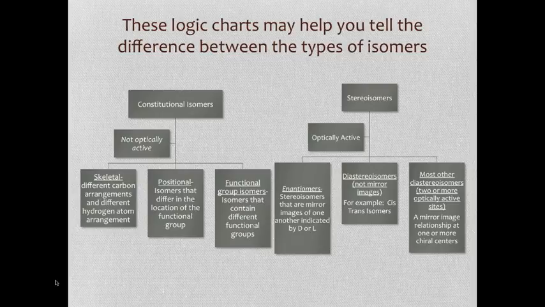Stereoisomers are optically active. Enantiomers are stereoisomers that are mirror images of one another. They're usually indicated by a D or an L, or a plus or a minus. Diastereoisomers are not mirror images, but still optically active. Cis and trans isomers are an example. And then there are other diastereoisomers that have two or more optically active sites. That means a mirror image in more than one chiral center.